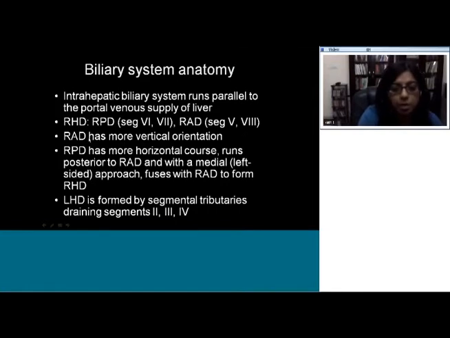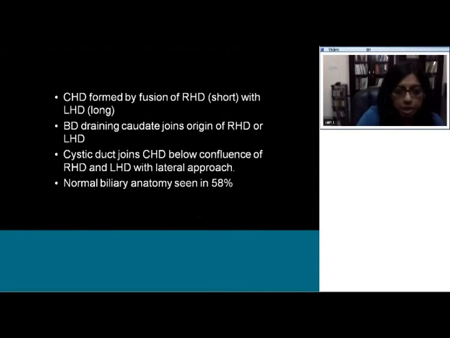Now the anterior division of the right hepatic duct has a more vertical orientation, while the posterior division has a more horizontal course, runs posterior to the anterior division and has a medial approach, that is from the left side, fusing with the anterior duct to form the right hepatic duct. The left hepatic duct itself is formed just by segmental tributaries from segments 2, 3, and 4. This is easier seen on a diagram which I'll briefly show you. And the common hepatic duct is formed by fusion of the right hepatic duct, which is relatively short, with the left hepatic duct, which is relatively long.